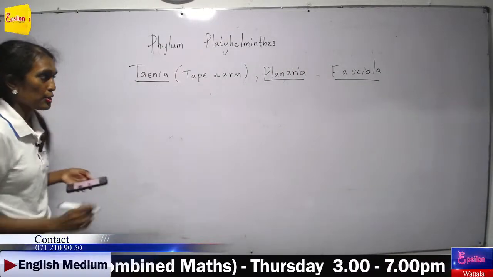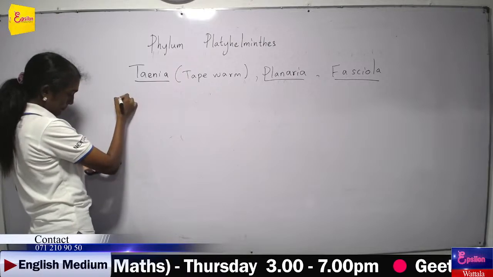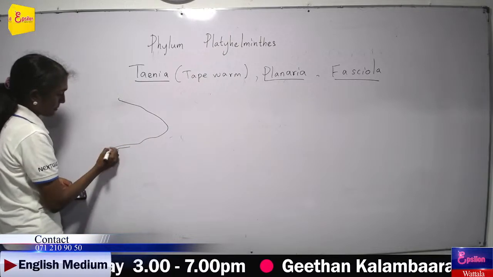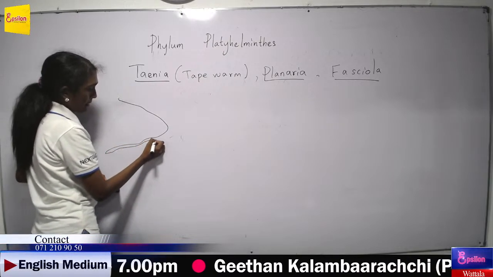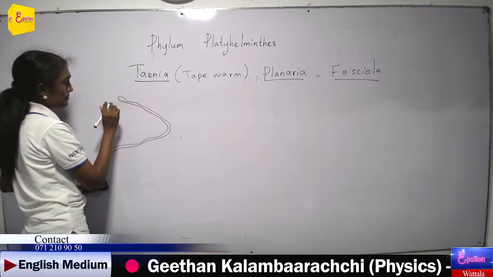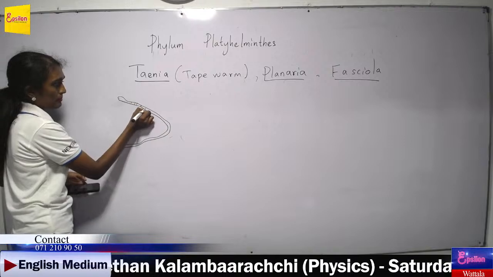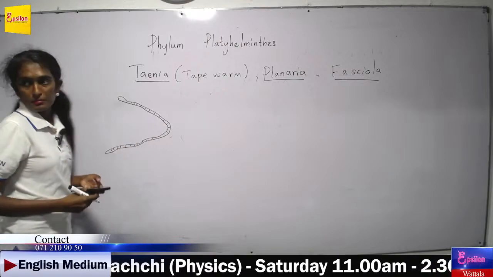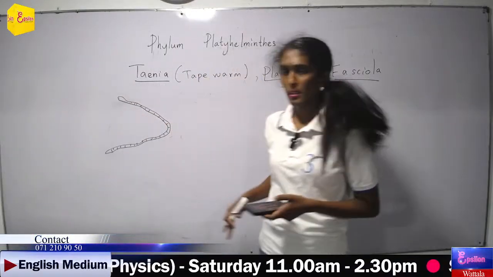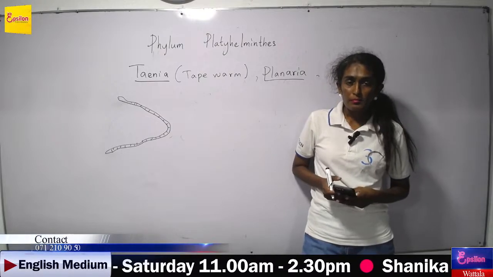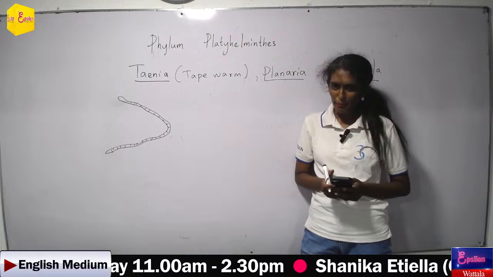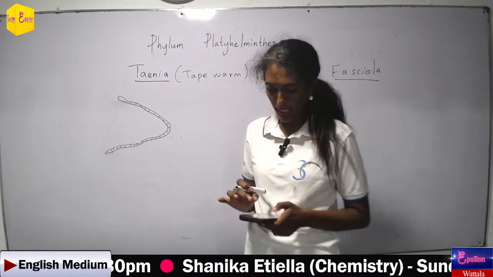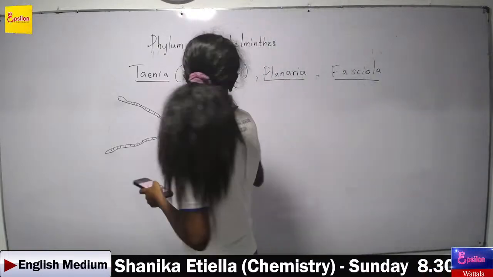Taenia is a tape-like structure. Where can we find Taenia? Very lengthy structure, flat body. Tapeworm is found in our gut. Haven't you heard? In our gut, and also in other animals. Right. Then Planaria.